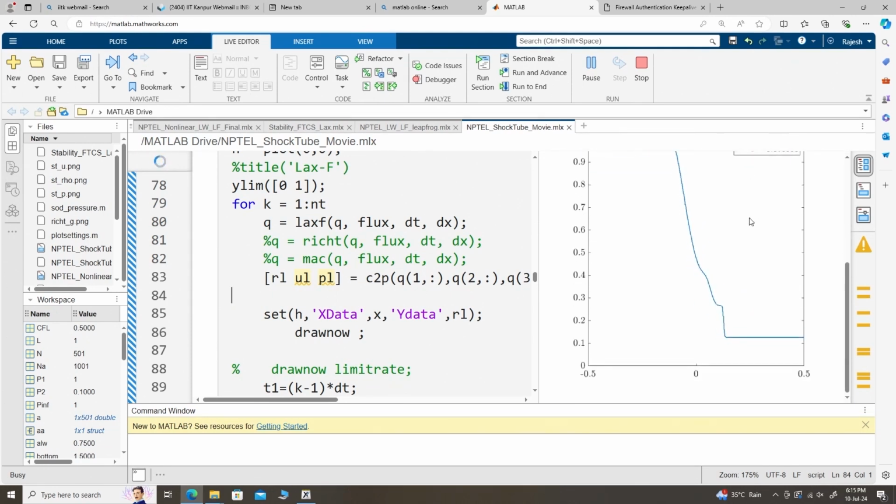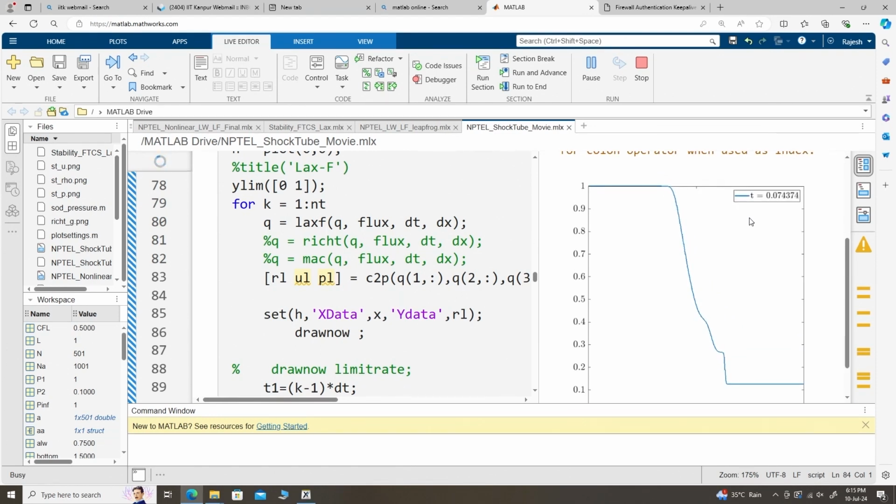Slowly you can see that structure getting developed here. You can also see that now the contact surface has also developed, because of the density contour. You can see the contact surface, and this is the expansion region. Let's stop it here.